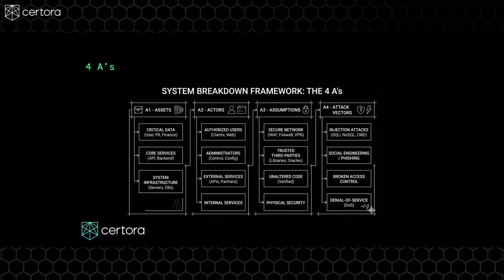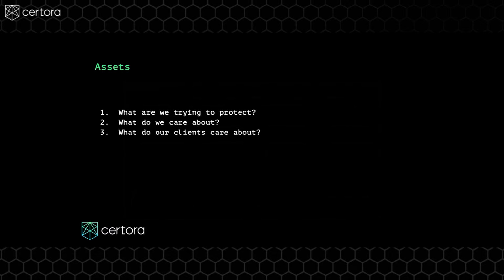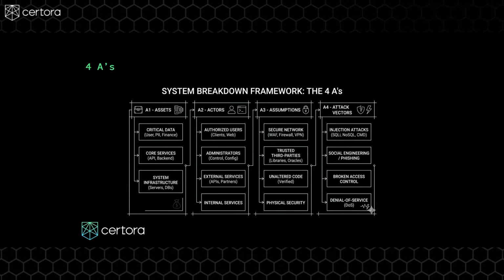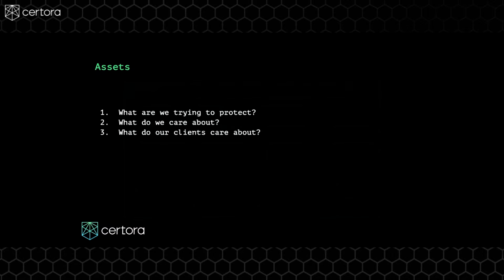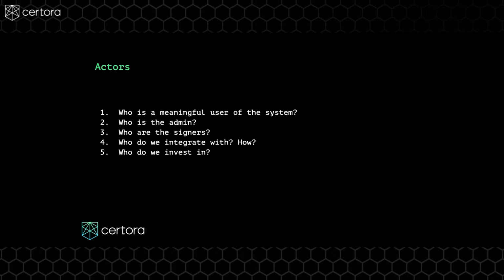The third one is probably the hardest one, and this is assumptions. For this, you want to keep track of what you're assuming about the system, and we're going to break it down in a moment. And the final one is attack vectors. So assets, we talked about how you're going to identify it: it is what we're trying to protect, what we care about, what our clients care about.